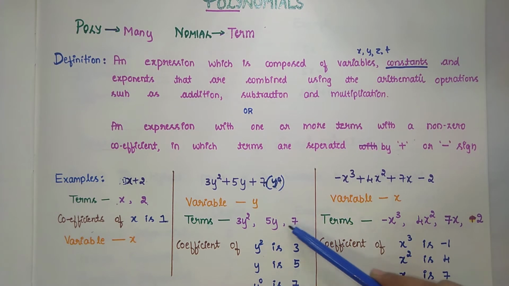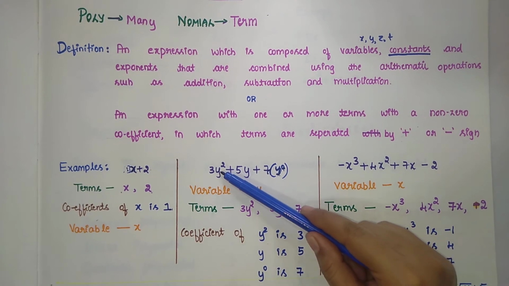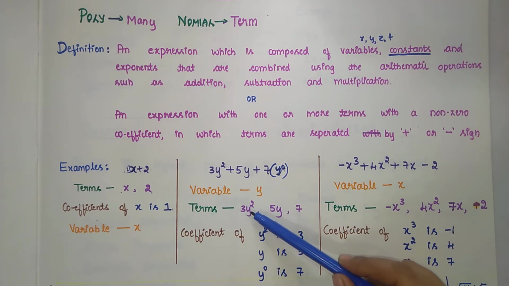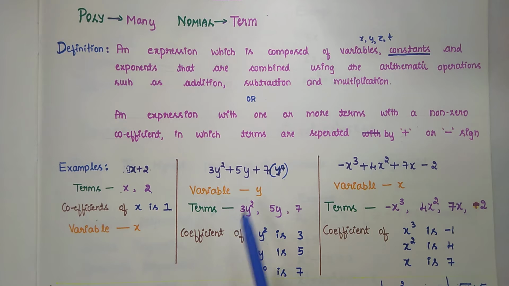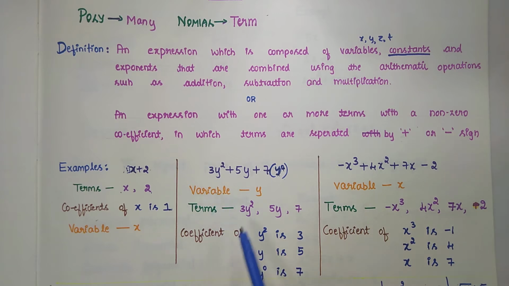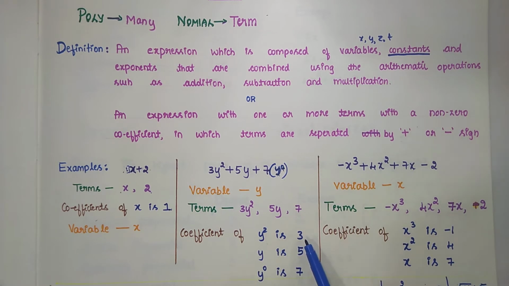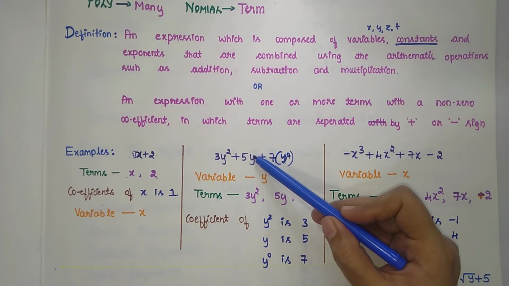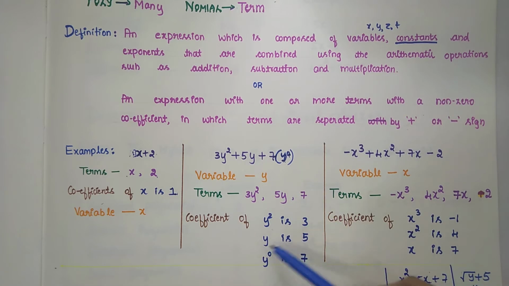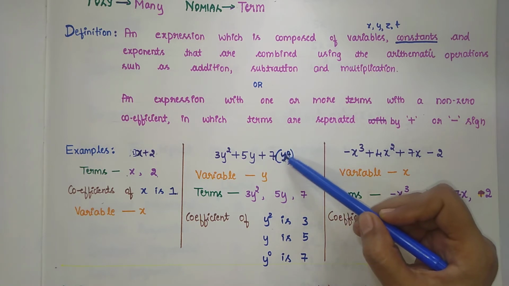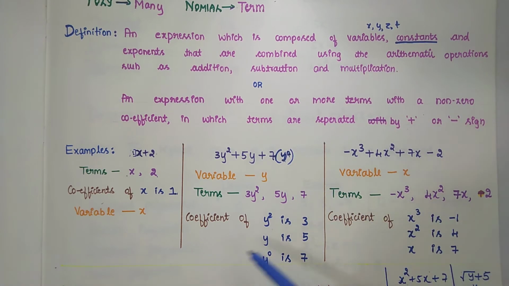So we have three terms, and the coefficient of y square is 3, because I told you that a coefficient is nothing but any constant which is multiplied to the variable. So we have 3, a constant which is multiplied to the variable y square. So the coefficient of y square is 3 and the coefficient of y is 5, because 5 is the constant which is multiplied to y. Similarly, we can consider 7 as the coefficient of y power 0. So the coefficient of y power 0 is 7.